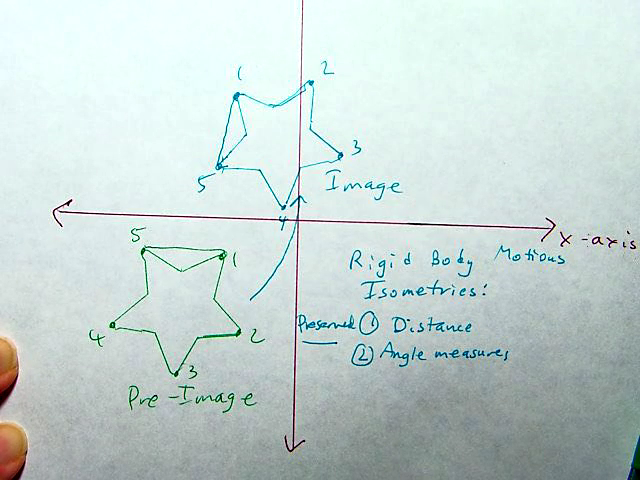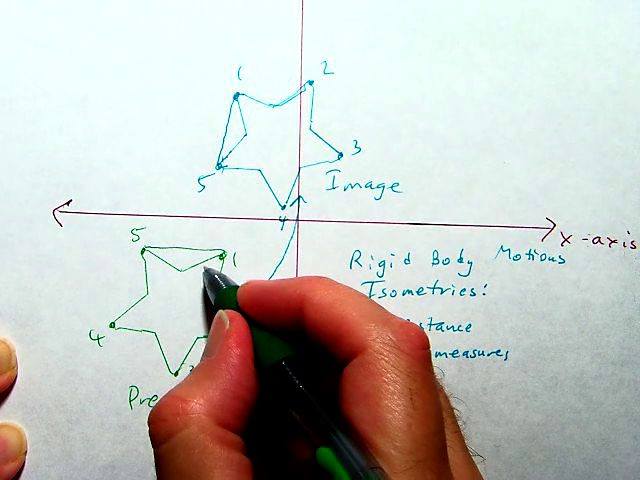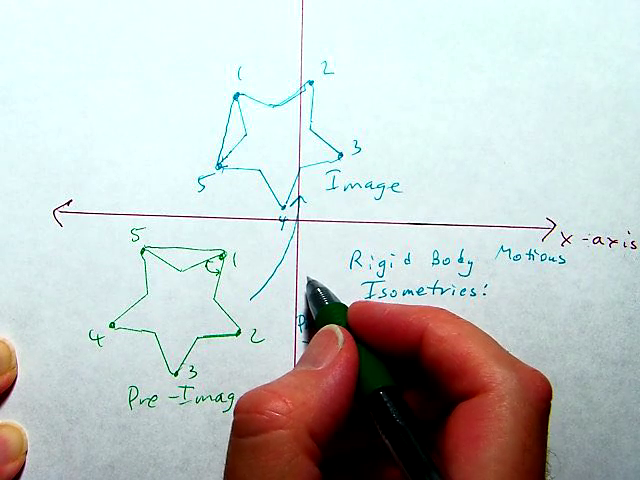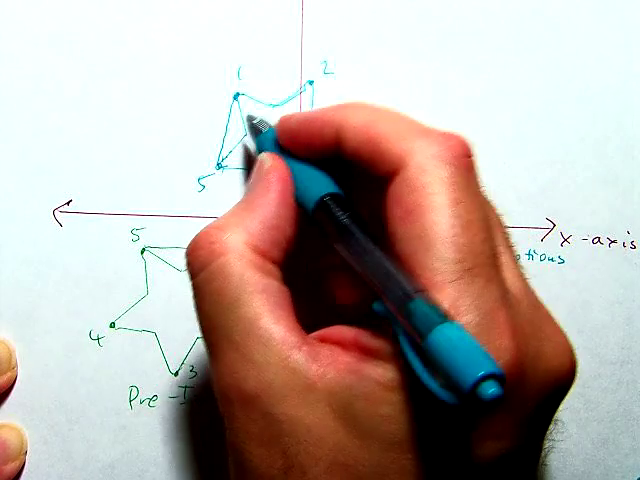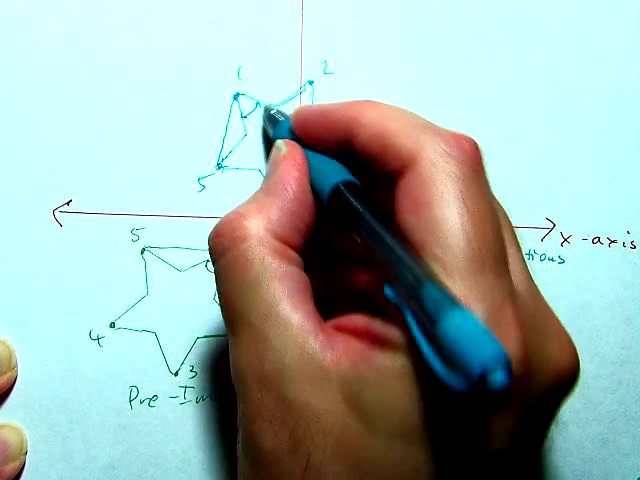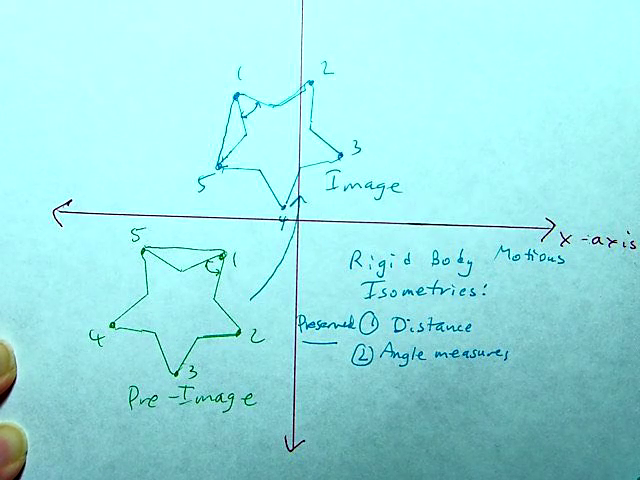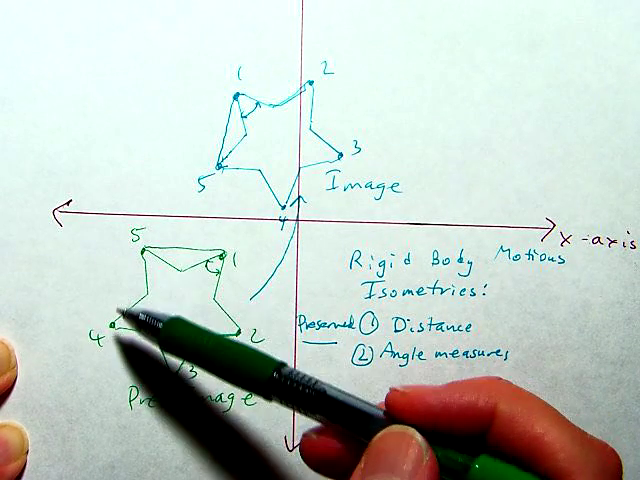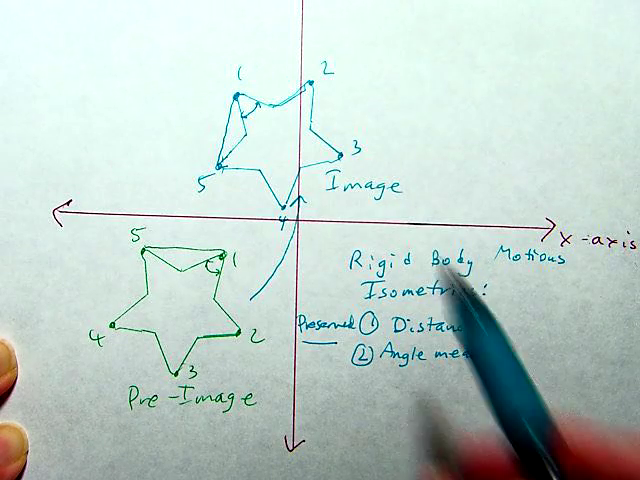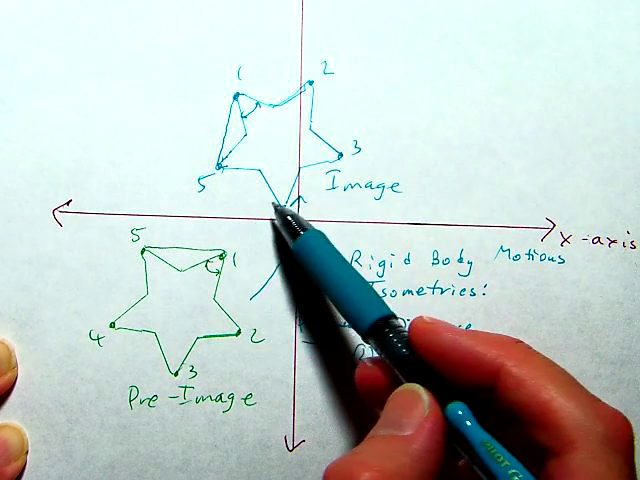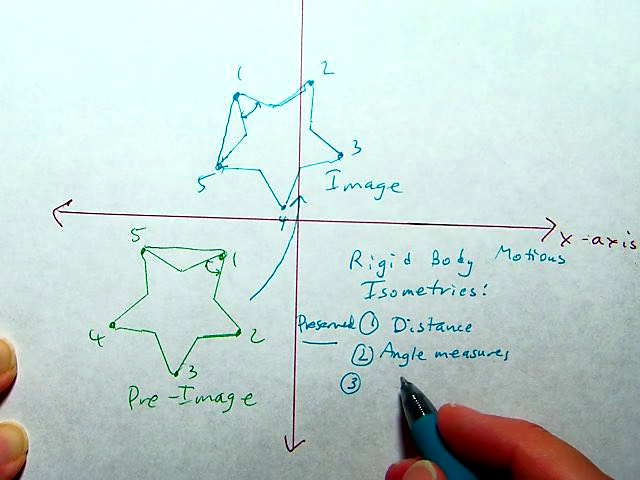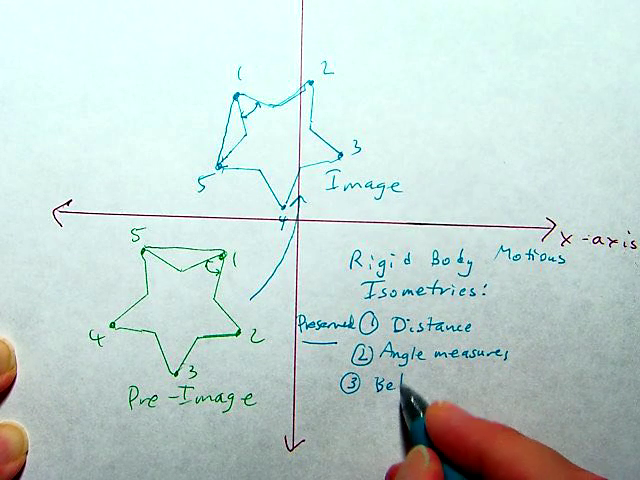Okay, so if in our pre-image this was the measure, I don't know exactly what it is, but let's say that is the measure of angle 1, and then in the image we have a measure of angle 1 up here, those angles will be congruent. So any angle that existed in the pre-image is going to exist unchanged in the image if we have a rigid body transformation or an isometry. Another thing that's preserved is something called betweenness.